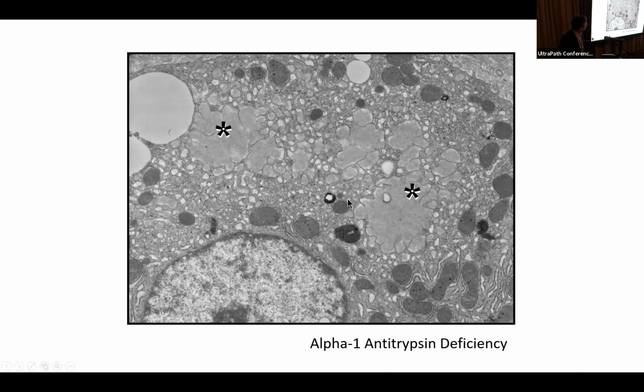Sometimes very early on, you might only be getting some of these really small inclusions here. This is all alpha-1 antitrypsin that's in the ER here, and you can see that each one of them has this halo around the outside.